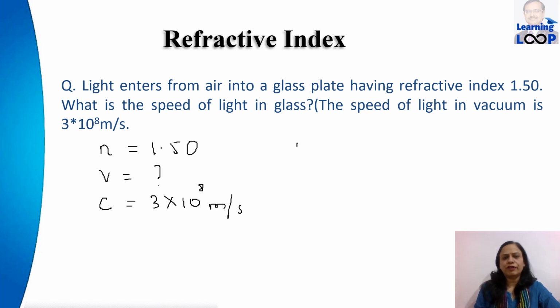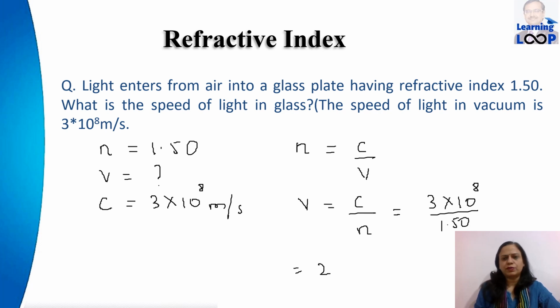Also, the formula for absolute refractive index is n equals c divided by v. So when we have to find out v, it's going to be c divided by n. So when we substitute the values, this becomes 3 times 10 to the power 8 divided by 1.50. That makes it 2 times 10 to the power 8 meters per second. So that is the answer to this question. The speed of light in glass here is 2 into 10 to the power 8 meters per second.